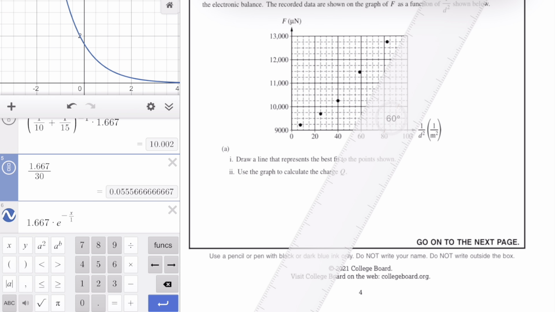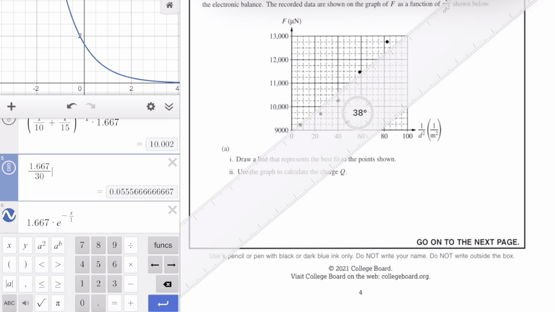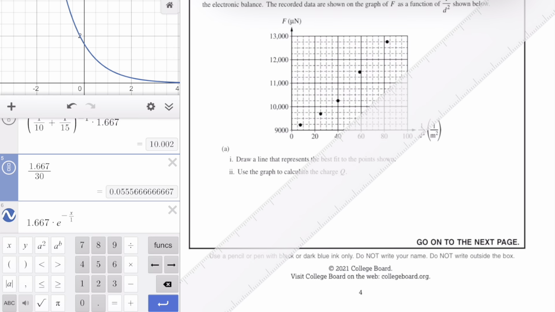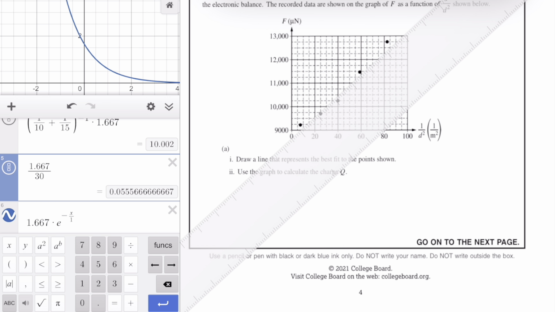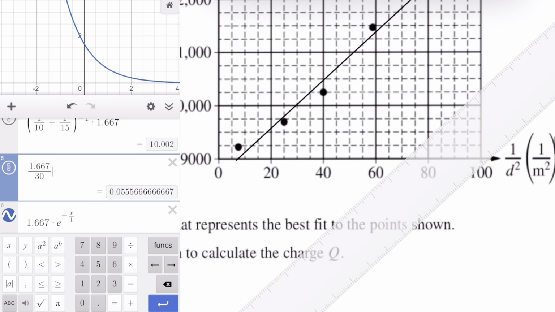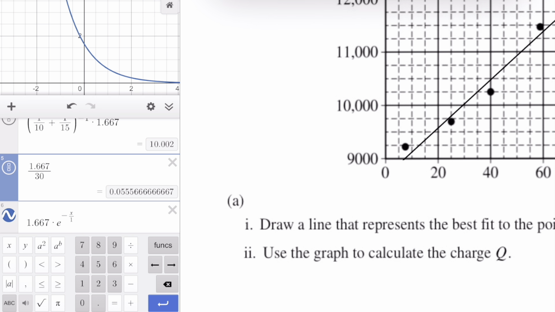All right, we've done this like a million times. All we're going to do is line up our ruler as best as we can. That's good enough. There's my line of best fit. That is a horrible line of best fit. I'm doing that again. This one's better. Way better. I like that one better. All right, there we go. There's my line of best fit. Done. Use the graph to calculate the charge Q.